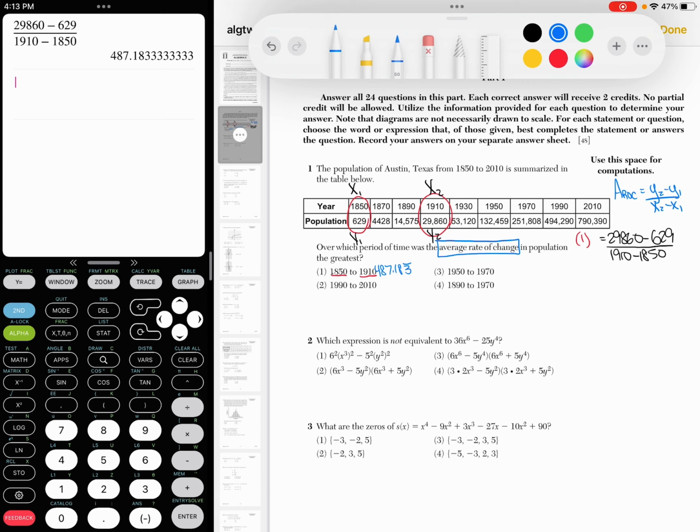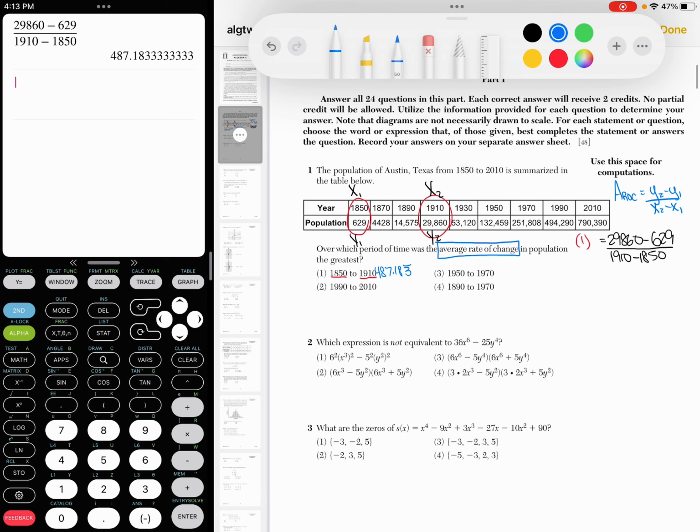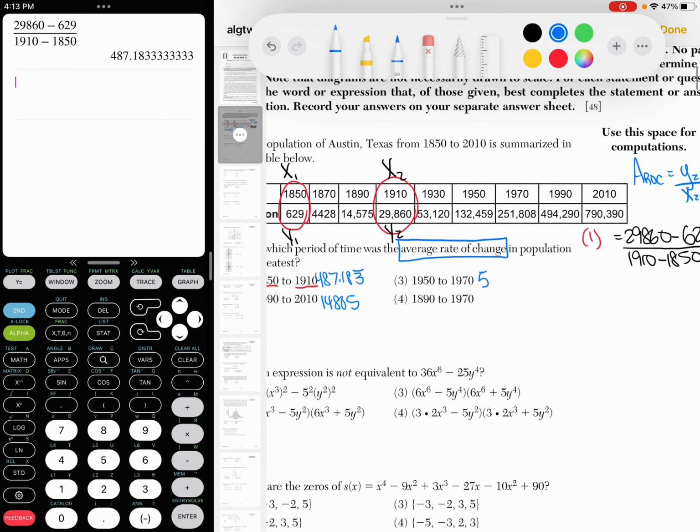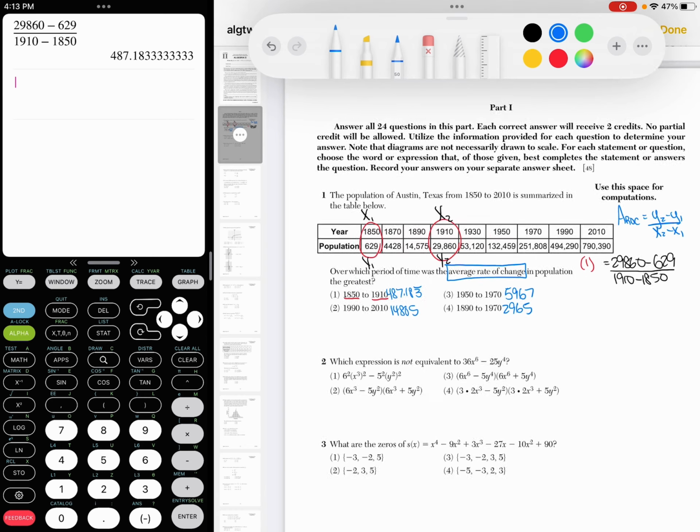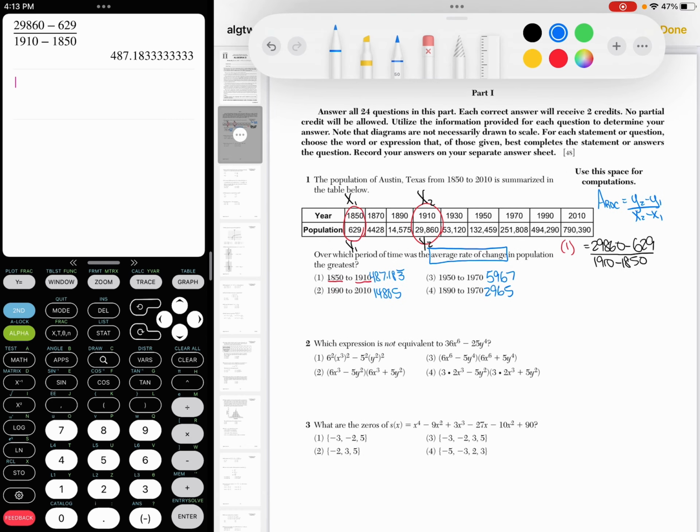So you're going to do that with all 4 choices. Just to save some time in the video, I'm going to tell you what the remaining choices are. When you do choice 2, you should get 14,805-ish. Choice 3 is 5,967, and choice 4 is 2,965. So pause the video, take your time, and do choices 2, 3, and 4 that exact same way by getting your x1, x2, y1, y2, all the numbers, plugging them in, and making sure you get these values.